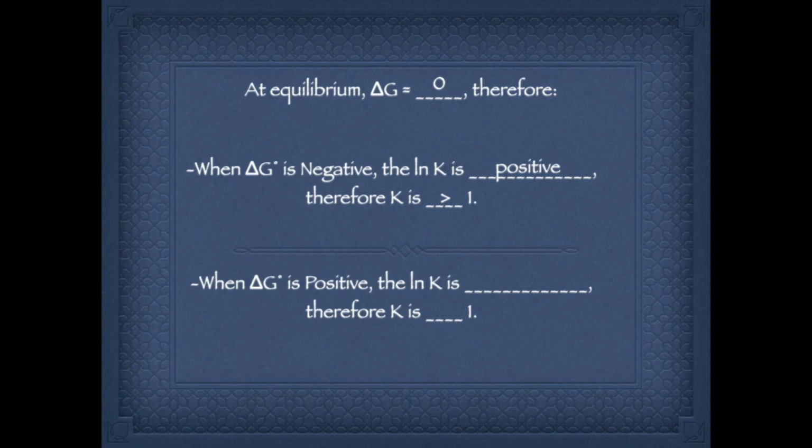Now, if your standard free energy change is positive, then your natural log of K must be negative, and therefore your equilibrium constant must be less than 1. That makes sense because if your standard free energy change is positive, the forward reaction is not spontaneous, which means that the reverse is, which means that your reactants would be favored.